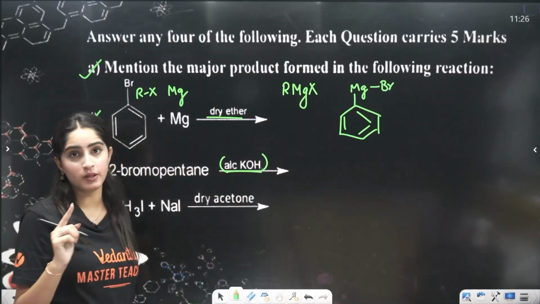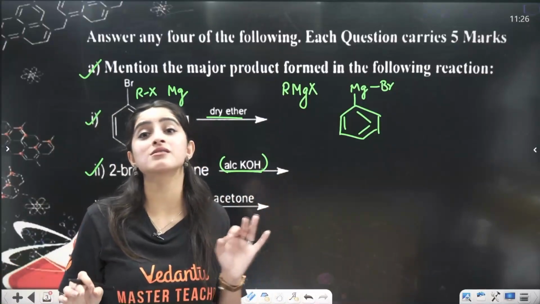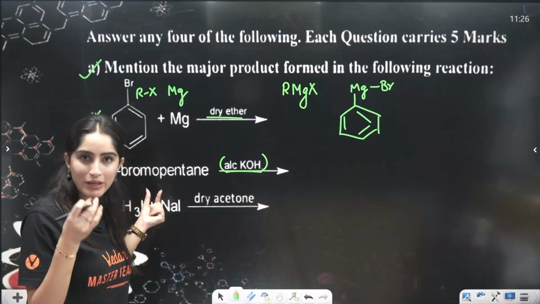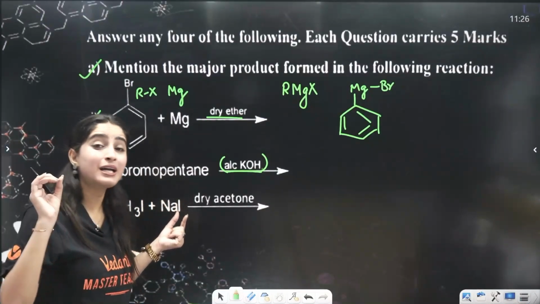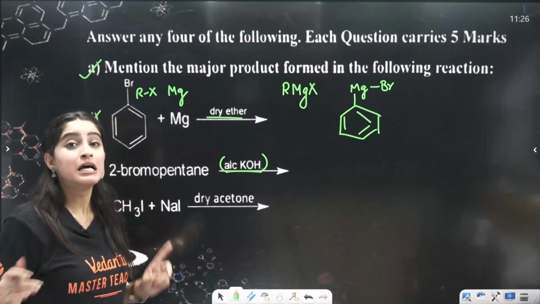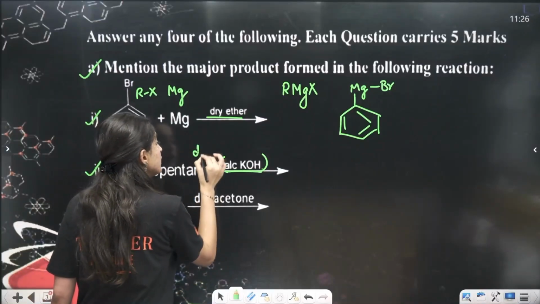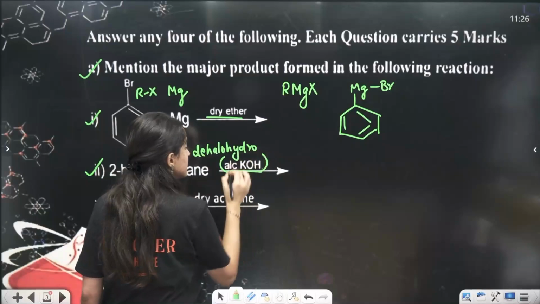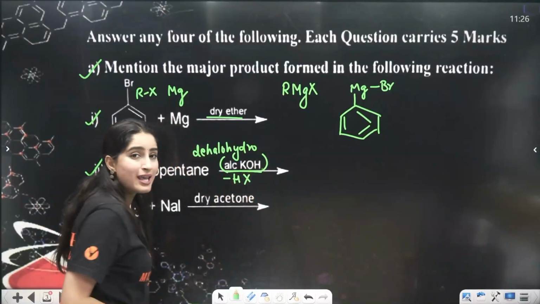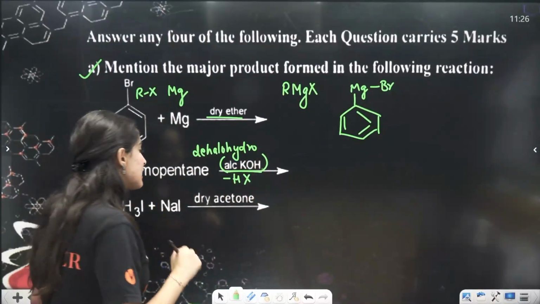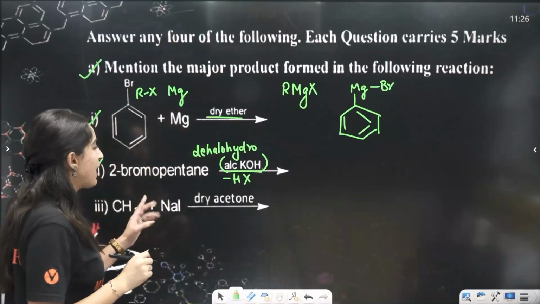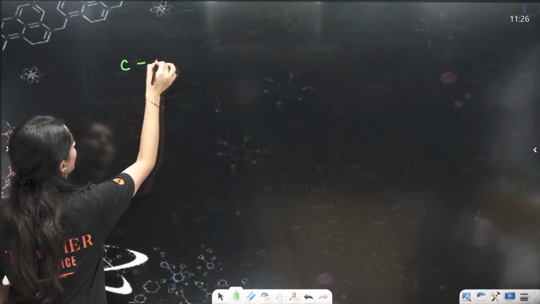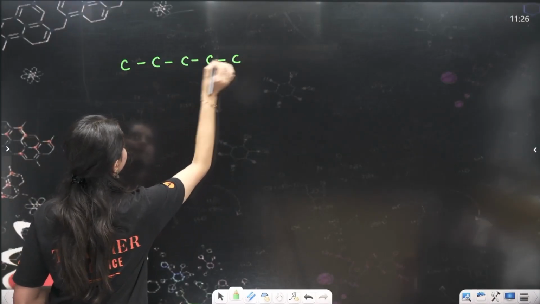Now always remember, when you have aqueous KOH, then there will be substitution of bromo, that means bromine group, with the OH group. But if you have alcoholic KOH, there will be dehydrohalogenation. That means minus HX will be eliminated from this side, right? For example, 2-bromopentane. What is 2-bromopentane? We can say that 2-bromopentane, 1, 2, 3, 4, 5.